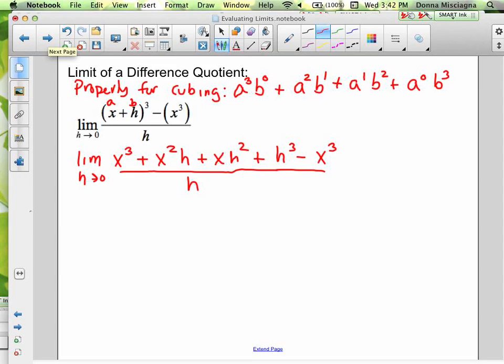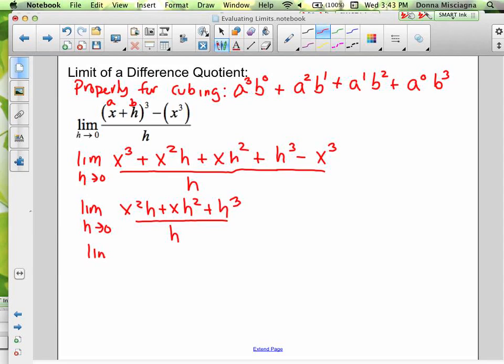Let's combine our like terms. I hope you see right off the bat you have an x cubed and a minus x cubed. So now we have the limit as h approaches 0 of x squared h plus xh squared plus h cubed, all divided by h. And we can see right away, if we were to plug in 0, the numerator and the denominator would go to 0. Every one of those terms has an h in it. So we're going to have to factor. This is an indeterminate limit. Right? And so we're looking at what happens when we take the difference of 2 points, and those 2 points are getting closer and closer to one another. Right? This is actually going to be an important concept later on.